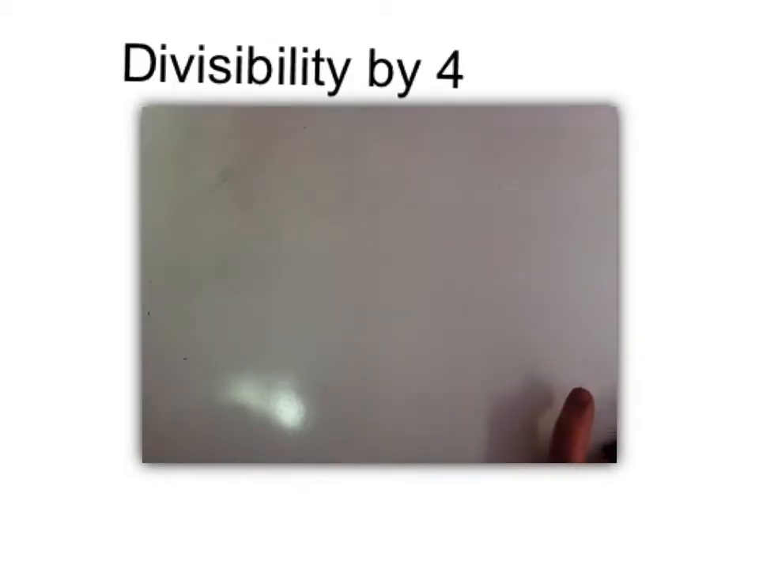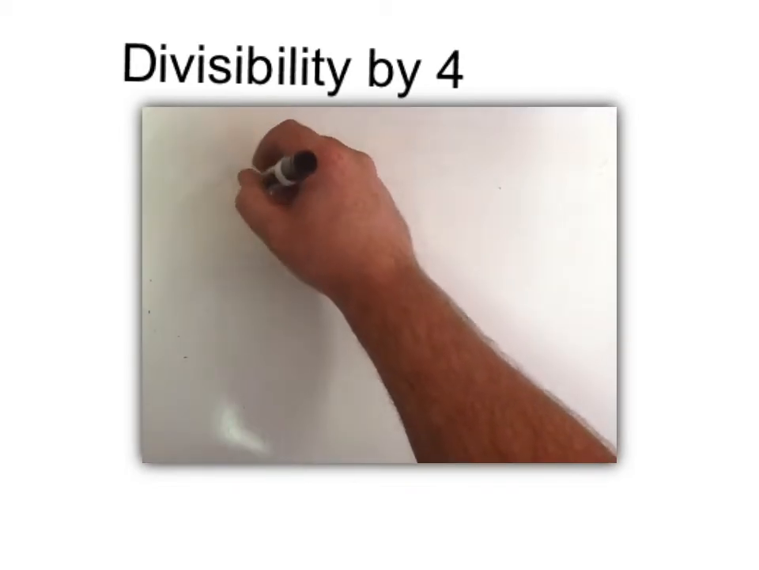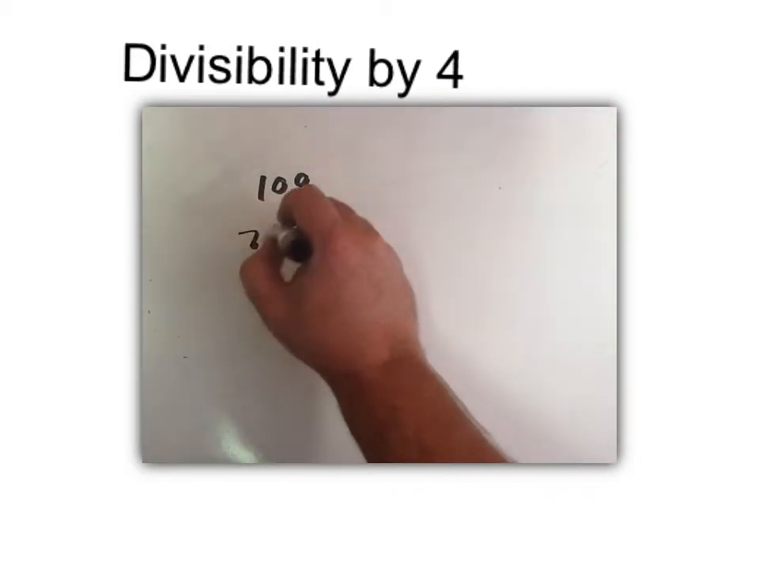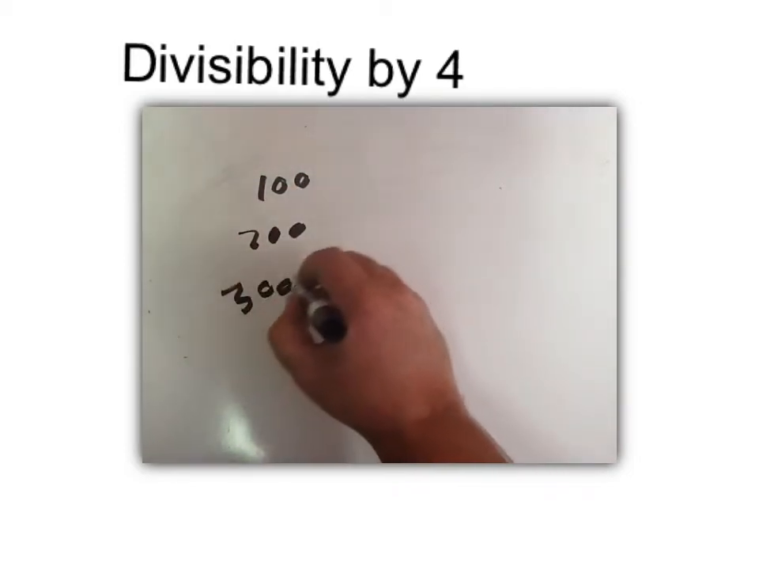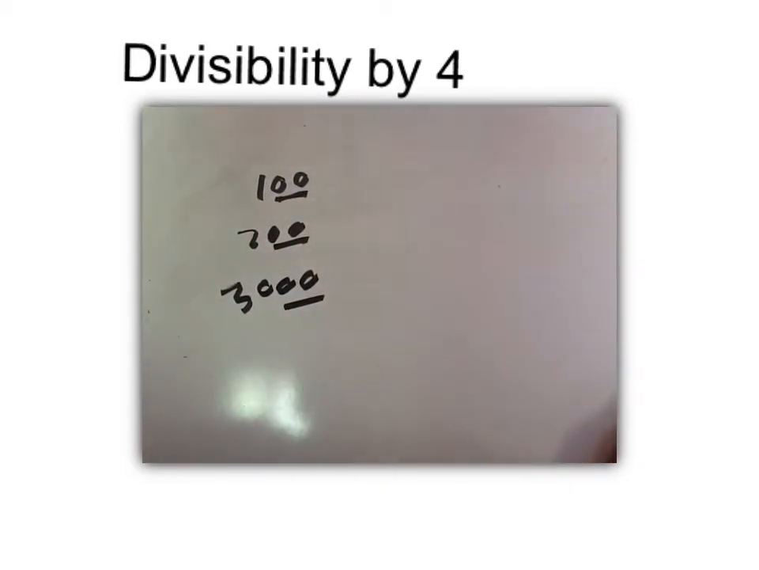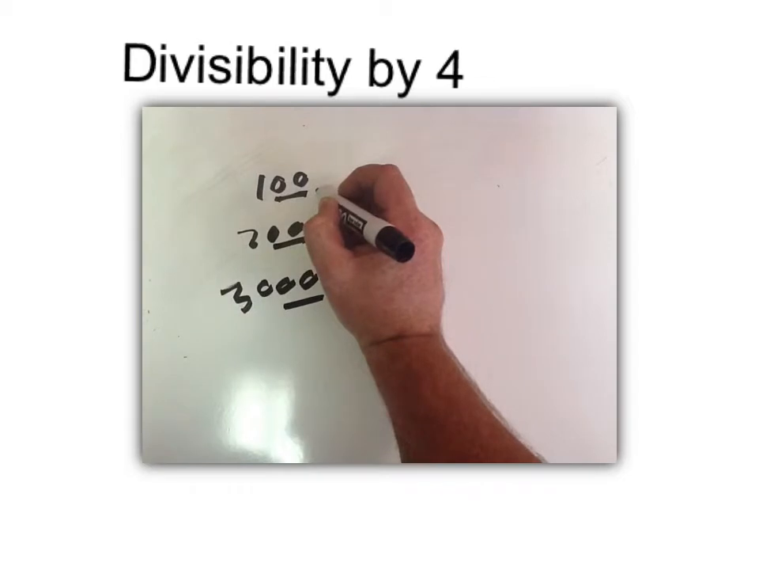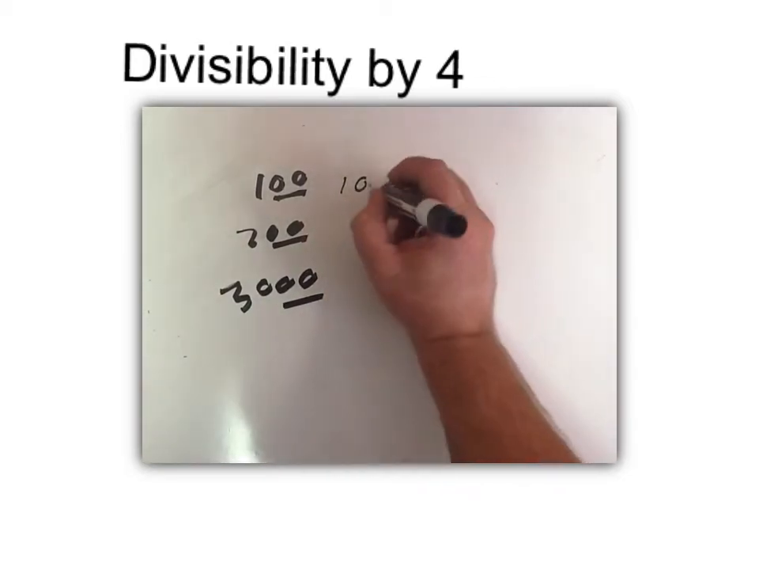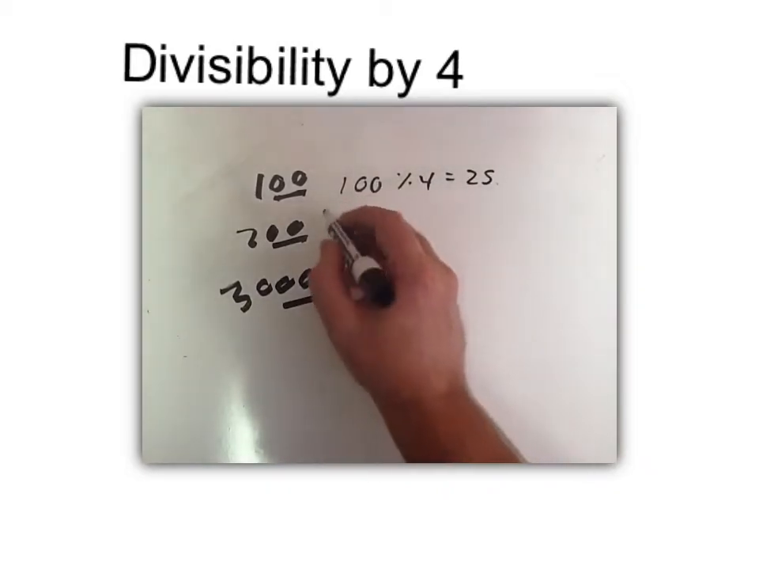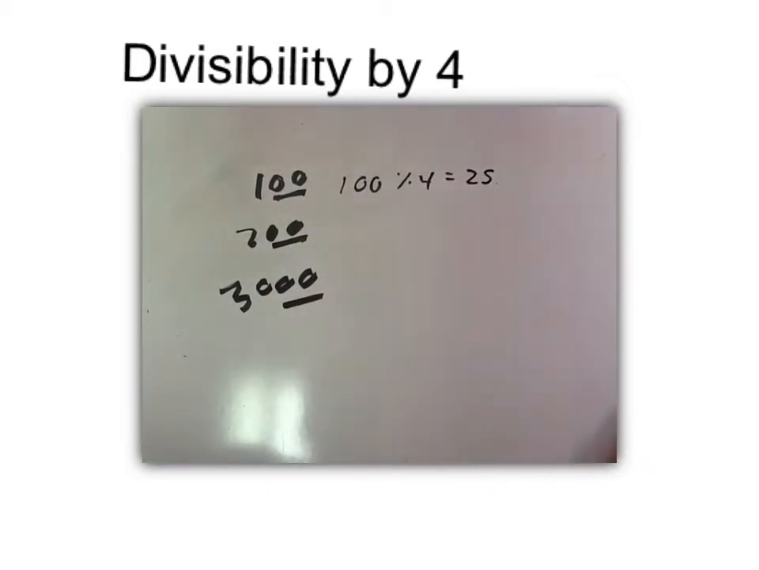Okay, one trick for divisibility by 4. Any number that is a multiple of 100, like 100 or 200 or 3,000, or any number that has 2 zeros at the end, is going to be divisible by 4. So if you see a number like that, you know it's automatically divisible by 4. The reason for that is because 100 is divisible by 4. 100 divided by 4 is 25. So because these are multiples, they'll all be divisible as well.